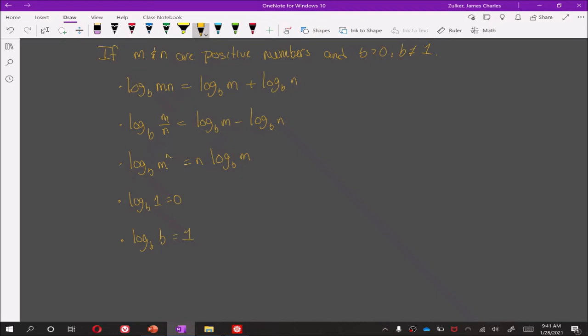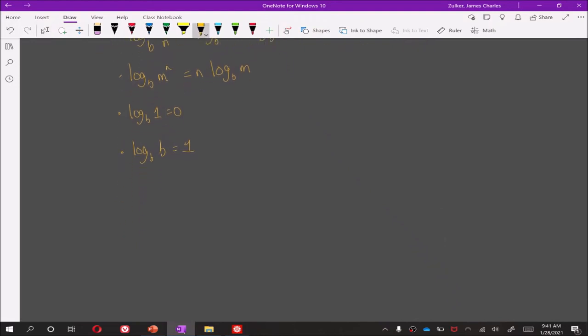Now there's special notation used for the two common bases. For base 10, we simply write log of x. For base e, we write ln of x. And this is called the natural logarithm. And we close out this video with several examples using logarithmic functions.